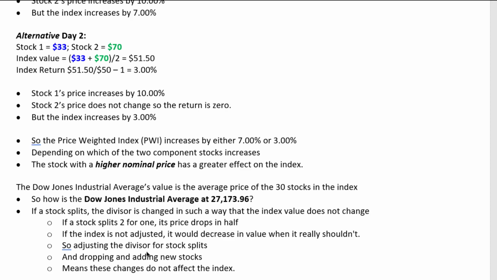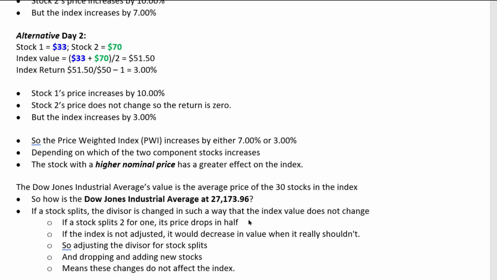So whichever stock increases, whichever has the higher nominal price, is going to have the greater effect on the index. So the Dow Jones Industrial Average is the average value of the 30 stocks in the index. So how is the average price of these 30 stocks $27,173.96? The answer is that if a stock splits, the divisor is changed in such a way that the value of the index does not change.